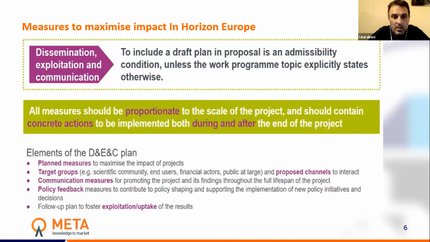So what are the main elements of the dissemination, exploitation, and communication plan? Obviously, the activities, the plan measures, the target groups, so to whom, and which channels you use. This is more related to dissemination. Communication measures, obviously, and policy feedback measures, but these are more not for exploitation.